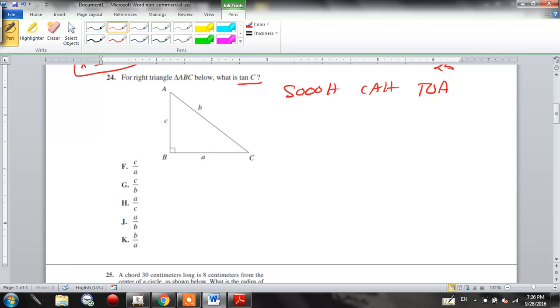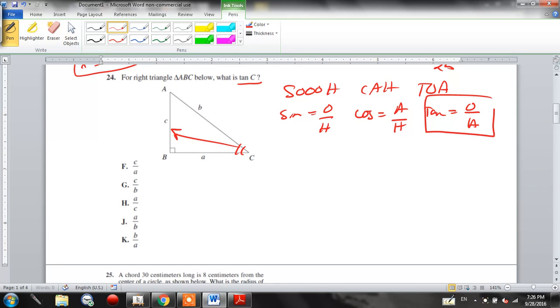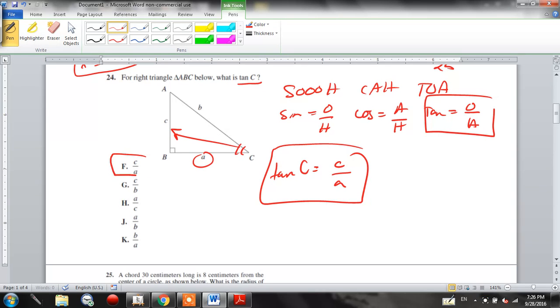Okay, so sine is opposite over hypotenuse, cosine is adjacent over hypotenuse, and tangent is opposite over adjacent. They're asking for the tangent of C. The opposite side is c, adjacent side is a. So tangent of C is c over a, opposite over adjacent.